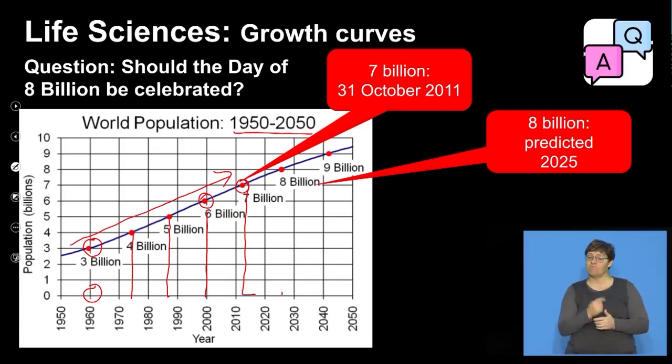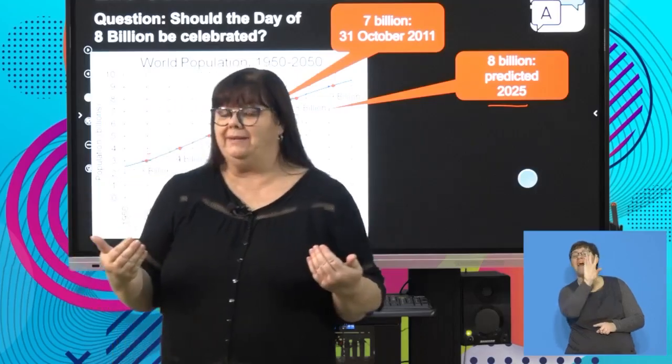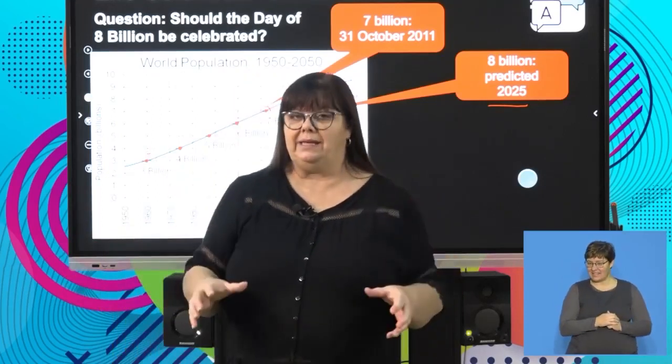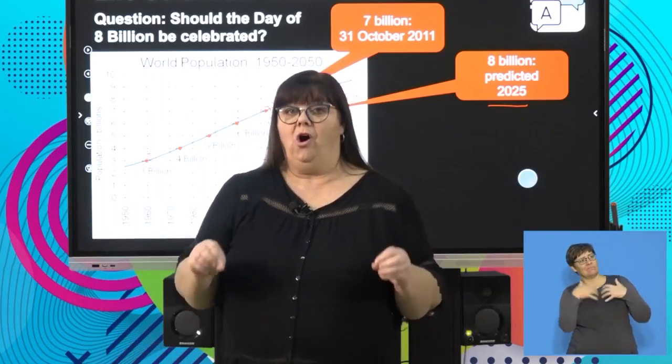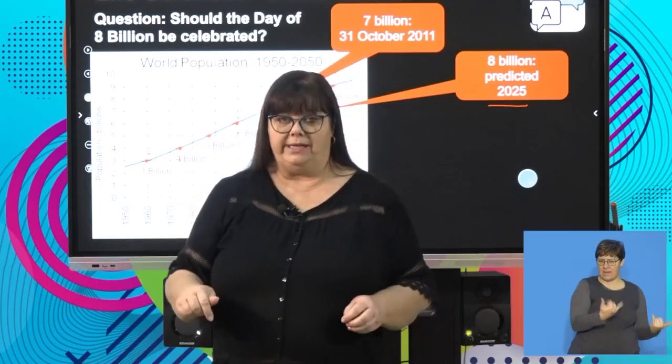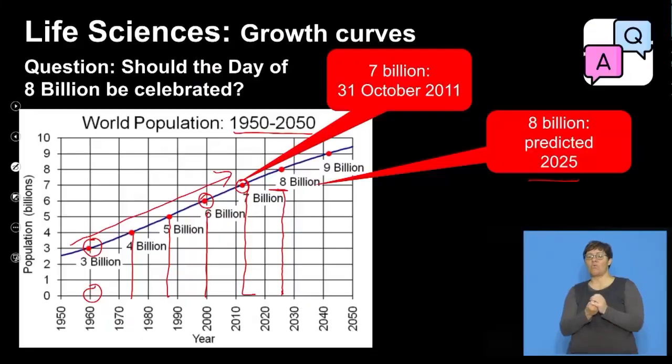Scientists make the prediction that we're going to hit the 8 billion mark in 2025. So remember what I asked you at the beginning of this lesson. How many humans do you think there are on Earth currently? Let's look at the growth curve, and we will see that in the mid-2020s, we are heading towards 8 billion.